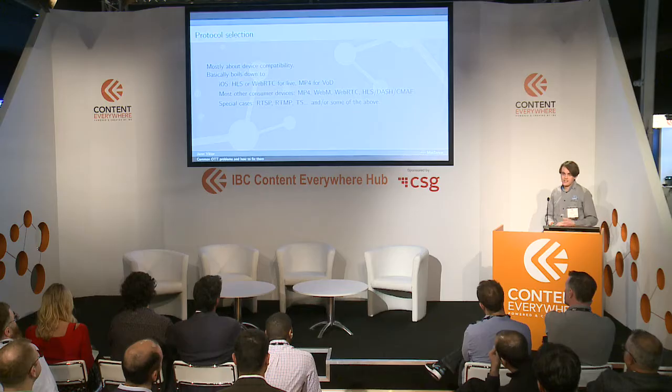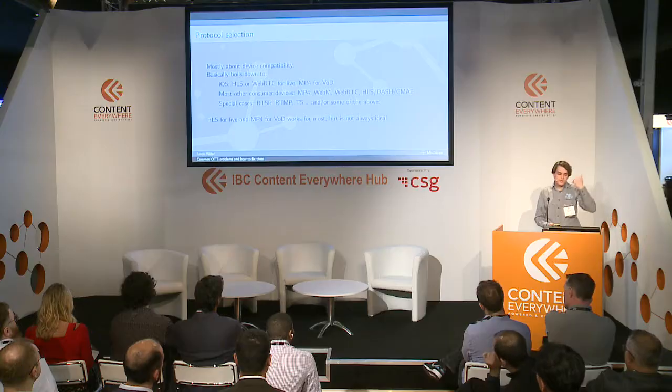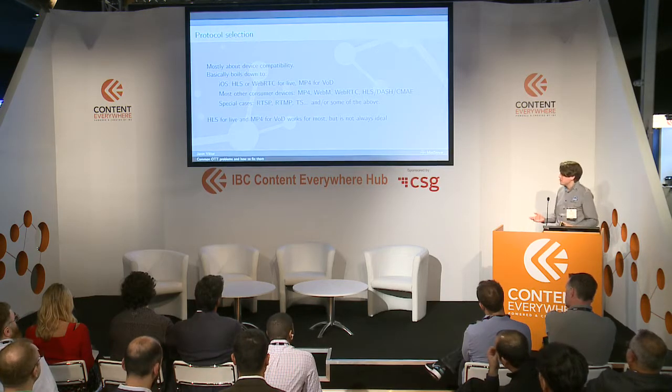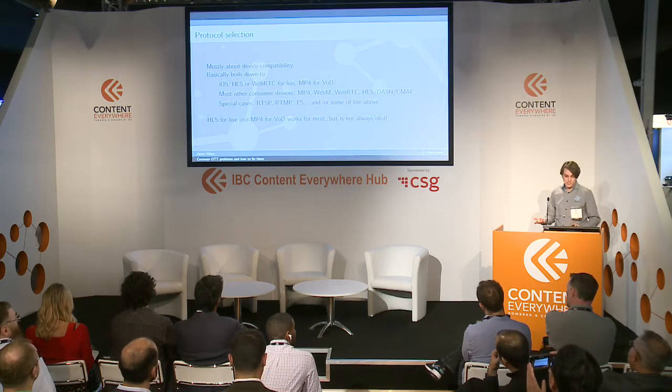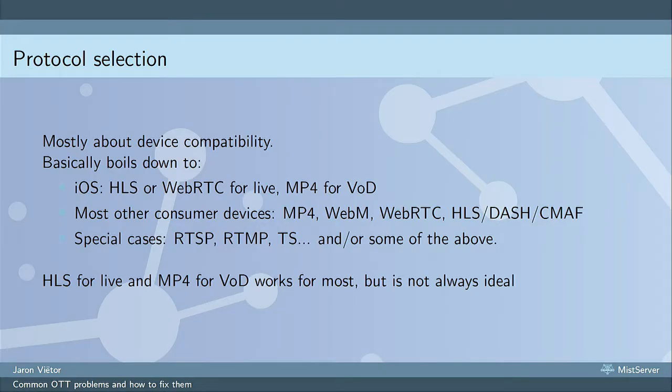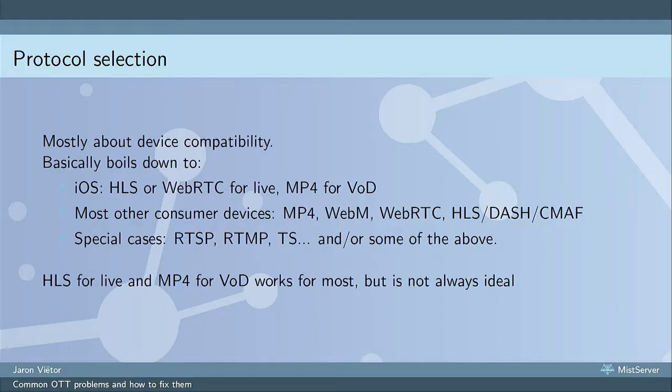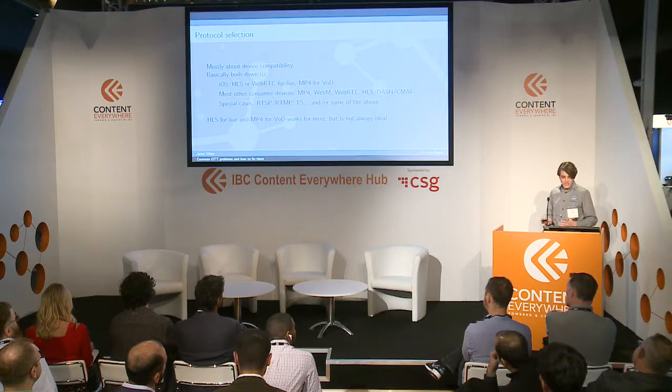For special cases like IP cameras or dedicated devices, set-top boxes, RTSP, RTMP, and TS are still used in combination with the rest. For most people, it tends to come down to using HLS for live and MP4 for VOD, because that's the combination that works on practically everything. But it's not always ideal, because HLS tends to have a lot of latency, and not everything might work well on MP4 because it has a very large header. So it can take a while to download, so you might want to pick a different protocol instead. So that's how you should select your protocol, roughly.